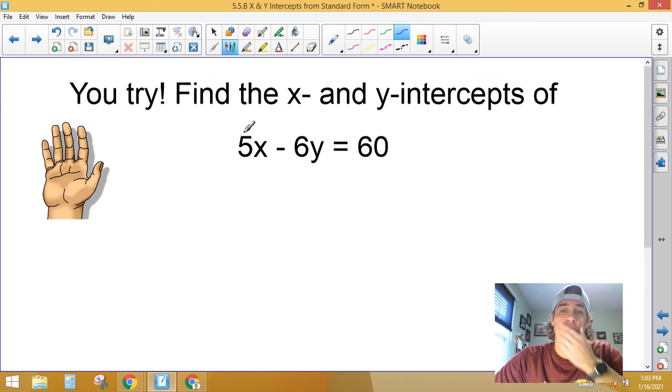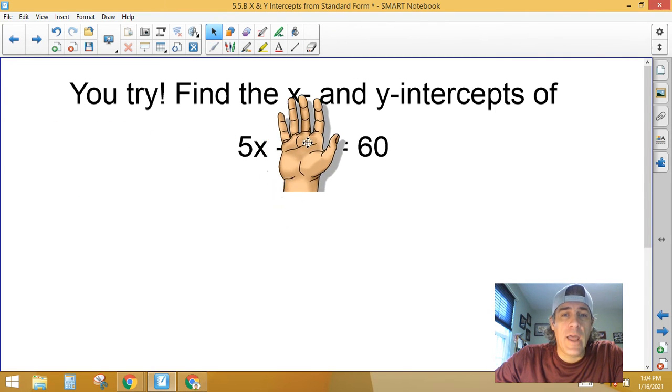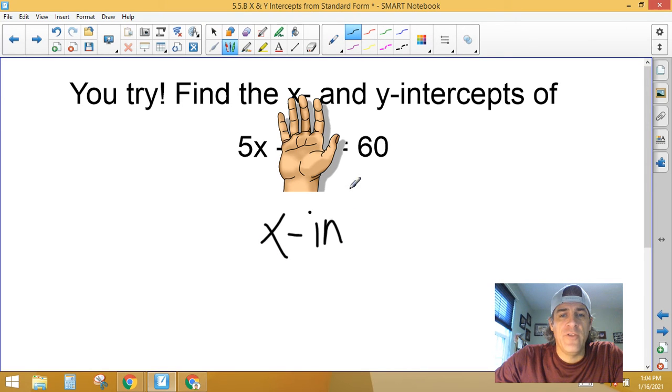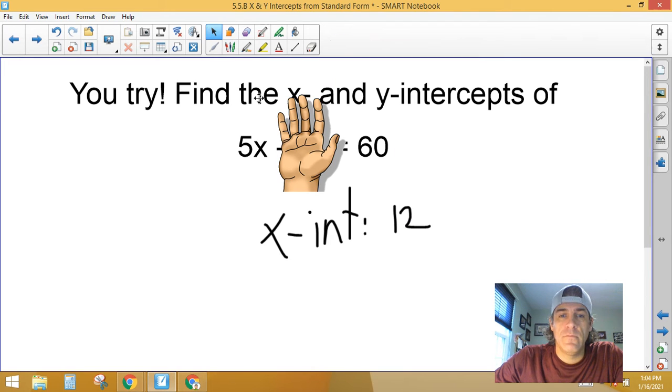Now let's try one on your own. Try to find the x-intercept and the y-intercept of 5x minus 6y equals 60. Take as much time as you need. Go ahead. For the x-intercept, cover up the y. My x-intercept is going to just be 12, because I'm going to divide both sides by 5. 60 divided by 5 is 12, and that just leaves me with my x value.